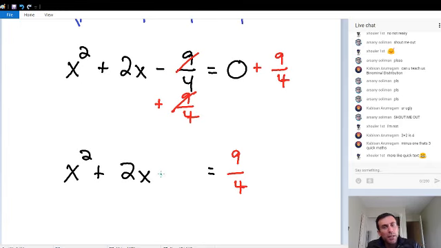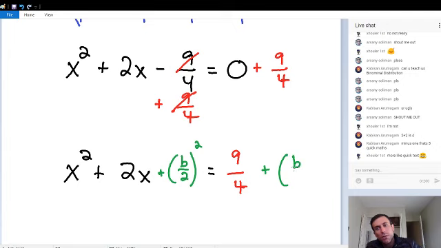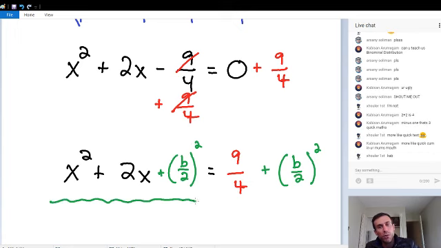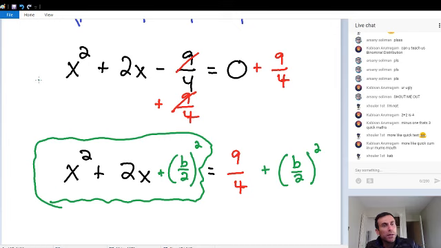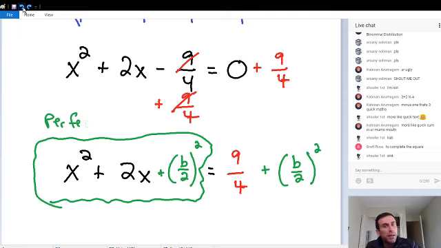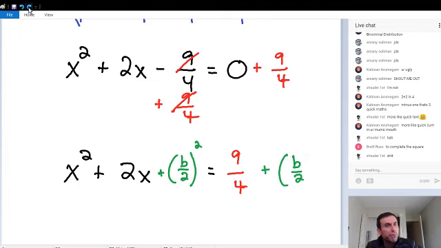Step number 3 is to add b over 2 squared to both sides of the equation. Why do we do this? We add b over 2 squared to both sides of the equation to make a perfect square. This will eventually make the left-hand side of the equation a perfect square. That's the whole idea, is to make the left-hand side of the equation a perfect square. So that's the only reason why we added b over 2 squared to both sides.